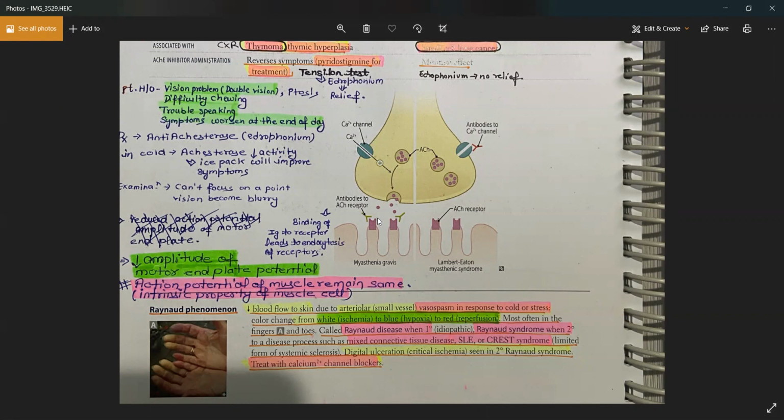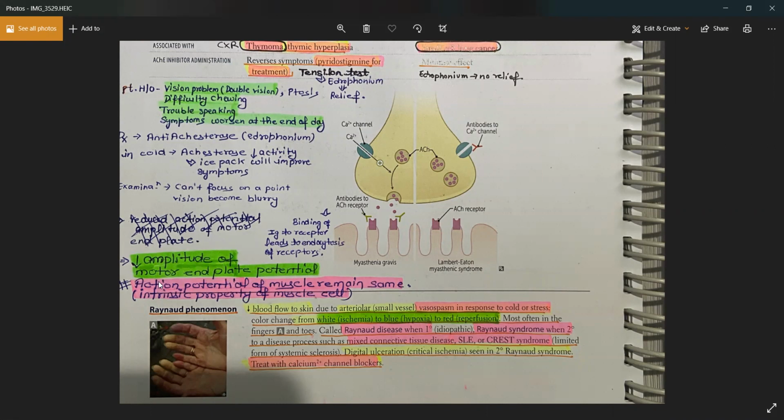In myasthenia gravis, they will give you a patient with all these symptoms, and they will ask you what is happening in the patient. So it is receptor internalization. After that, receptor degradation will occur because of these antibodies against these receptors, right? And please note the amplitude of the motor end plate potential is decreased, because you no longer have the neurotransmitter stimulating the receptors to contract, right? So the amplitude will be decreased, very important, at the motor end plate potential.